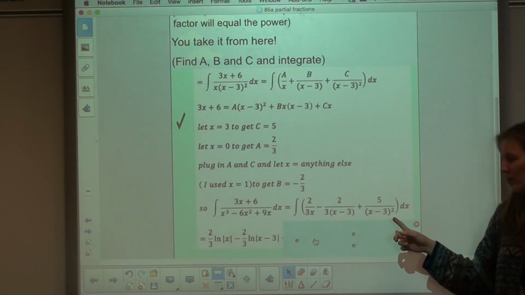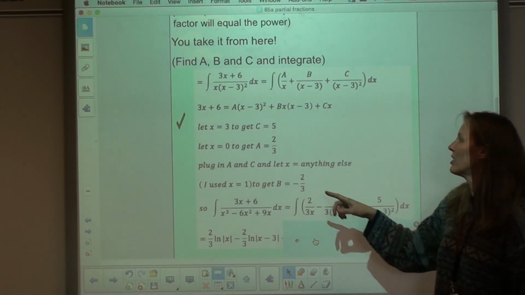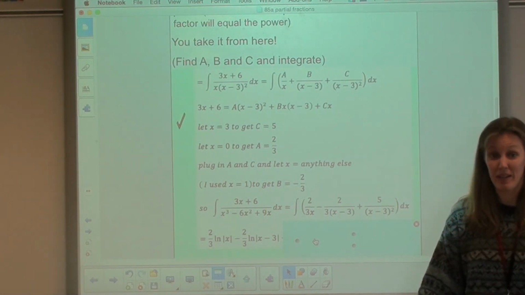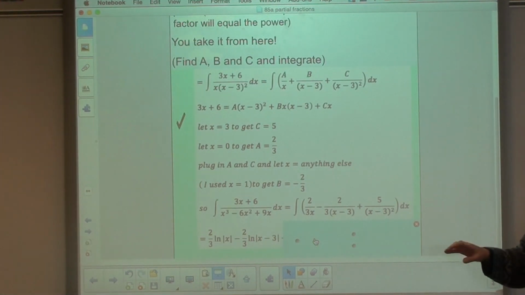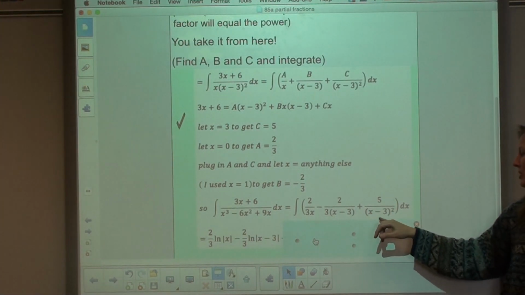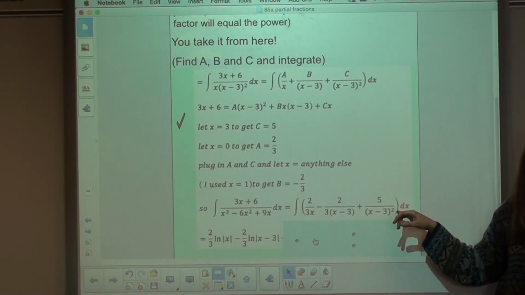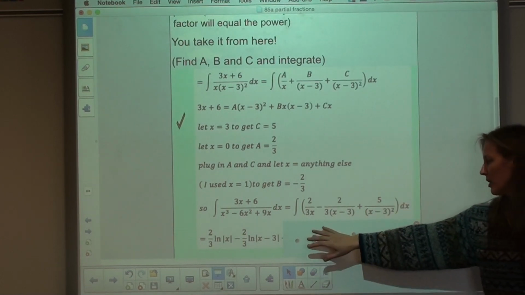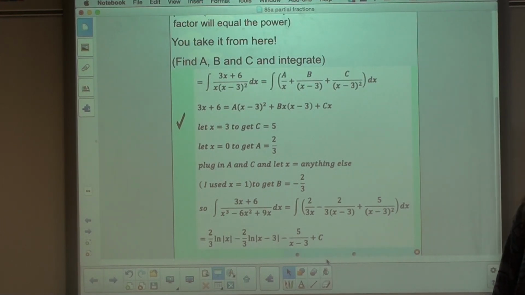No. Natural log is not the integral of 1 over anything. If it was, we could just have 1 over anything, put natural log around it, and be done, right? Wouldn't it be nice? So instead, remember, it's just x minus 3, a linear factor raised to a power. It's 5 times the quantity x minus 3 to the negative second. Raise the power by 1, divide by the power, and you end up with negative 5 over x minus 3. So it's just a straight up power rule. Come on, guys.